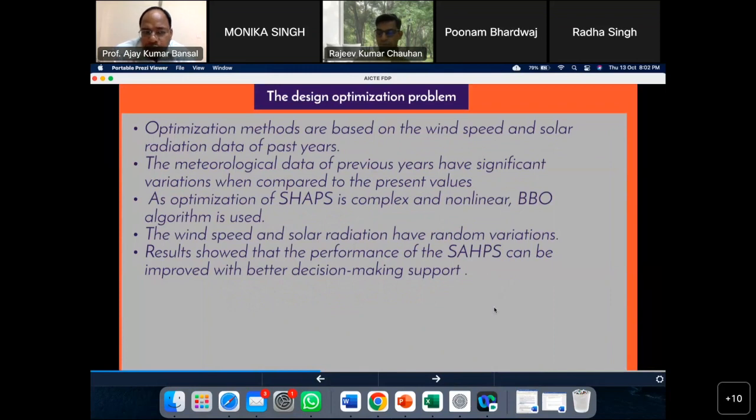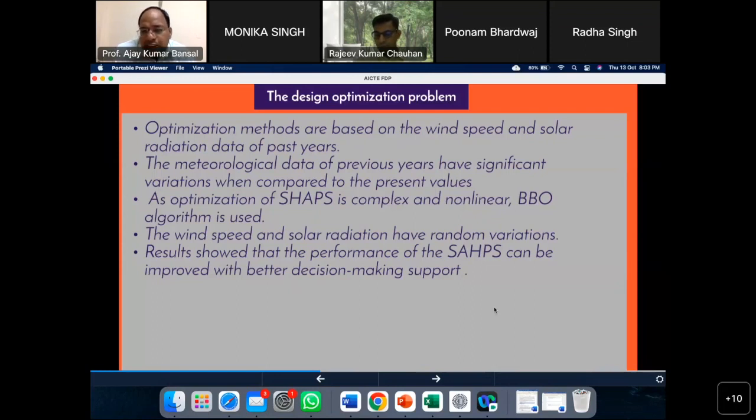that is wind speed and solar radiation data of past years, which we require when we have to design a system. We have meteorological data of previous years, but they have variations when we compare them with the present value. As you know, today's weather will be different from tomorrow's weather, and when we design a system with the help of today's weather, it may be possible that the system will not be effective for tomorrow's weather.